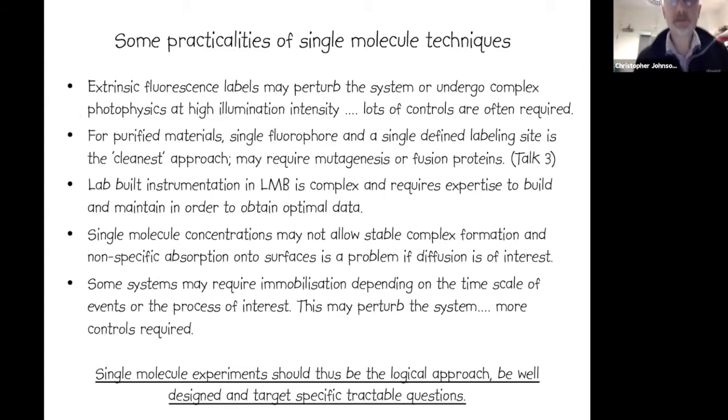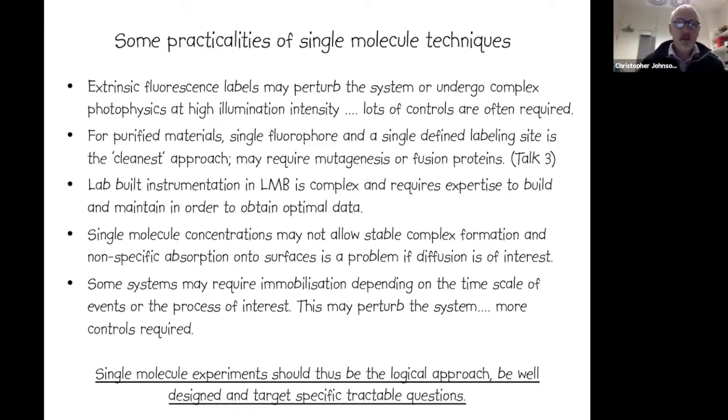So some practicalities that come out of these approaches and single molecule methods in general. We have to consider, if we're going to start using extrinsic fluorescent labels that we're putting onto our molecule of interest, that this may perturb the system. And the fluorophores may also undergo complex photophysics at the very high illumination intensities that we're going to use with laser illumination. So we often need lots and lots of controls to quantify the system properly.